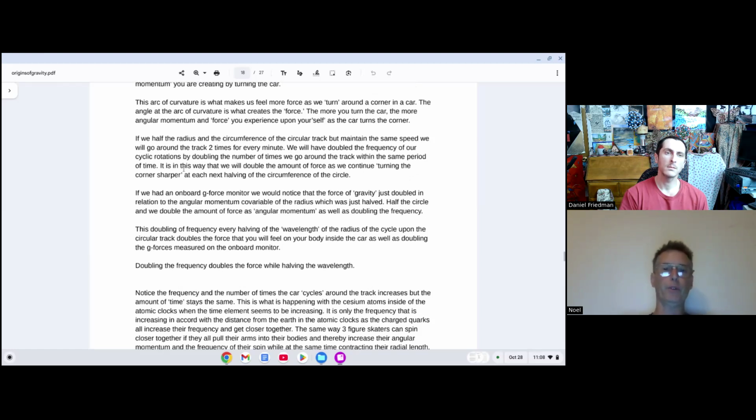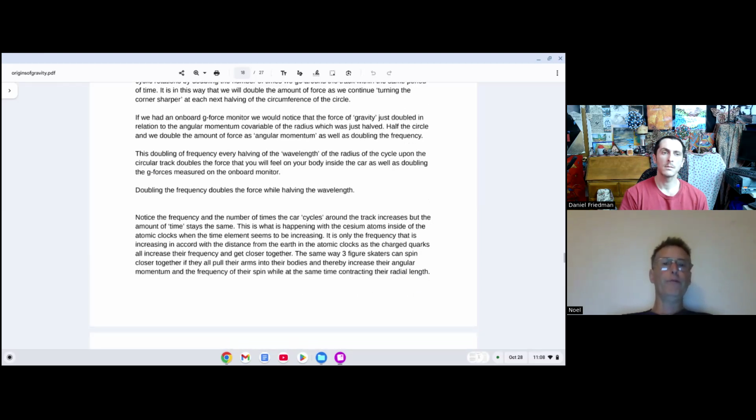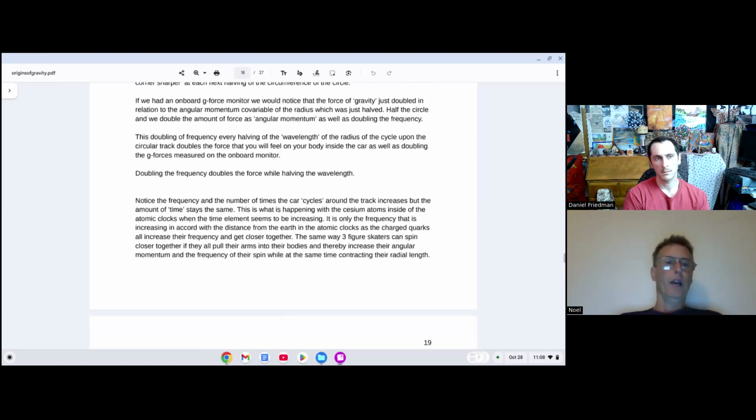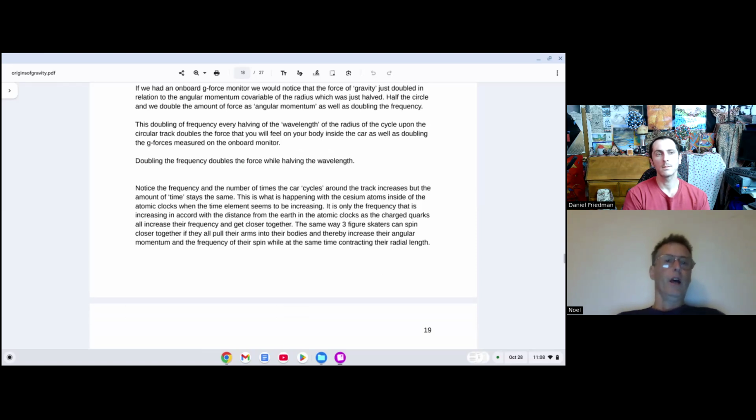It's in this way that we will double the amount of force as we continue turning the corner sharper at each next halving of the circumference of the circle. If we had an onboard g-force monitor, we would notice that the force of gravity did just double in relation to the angular momentum covariable of the radius, which has just halved. Halve the circle and we double the amount of force as angular momentum, as well as doubling the frequency. So this doubling of frequency every halving of the wavelength of the radius of the cycle upon the circular track doubles the force that you will feel on your body inside of the car, as well as doubling the g-forces measured on the onboard monitor. Doubling the frequency doubles the force while halving the wavelength.